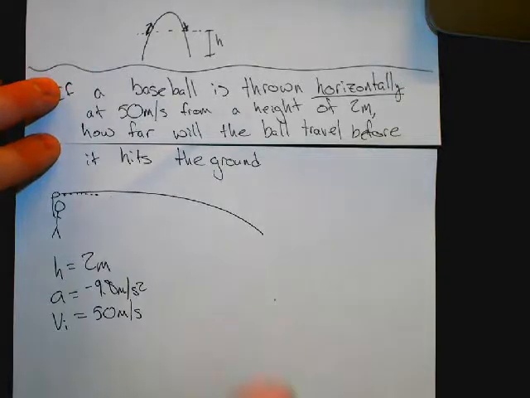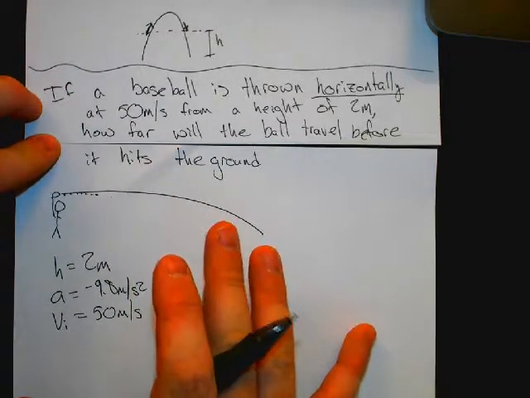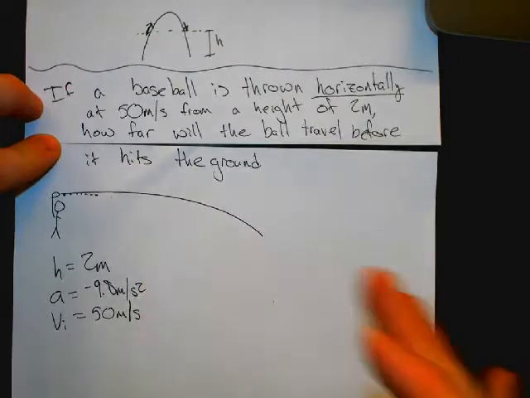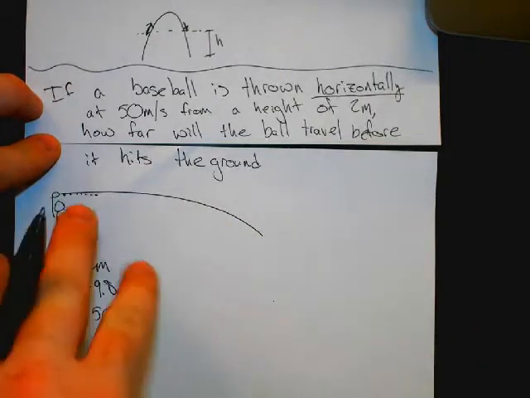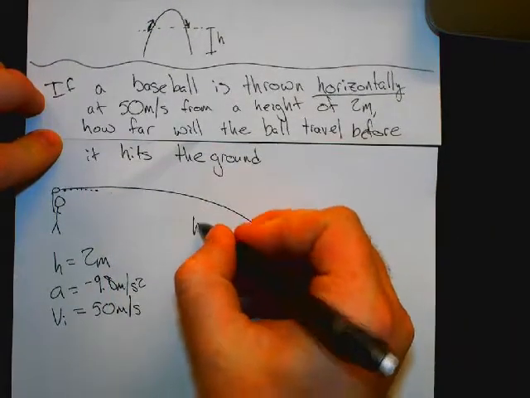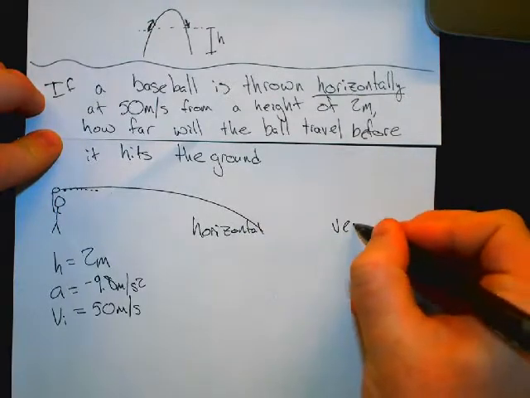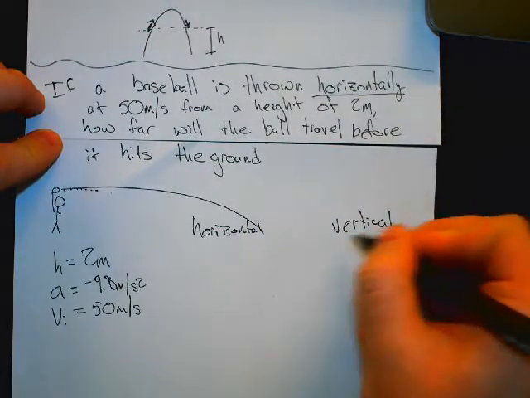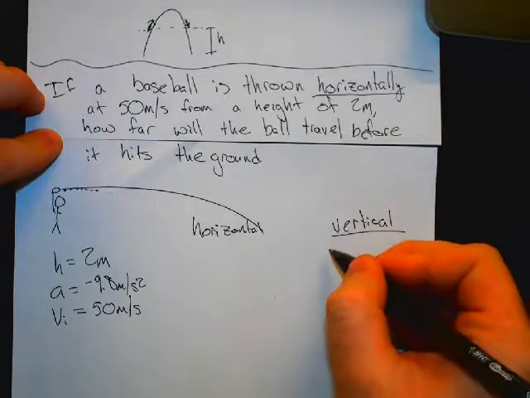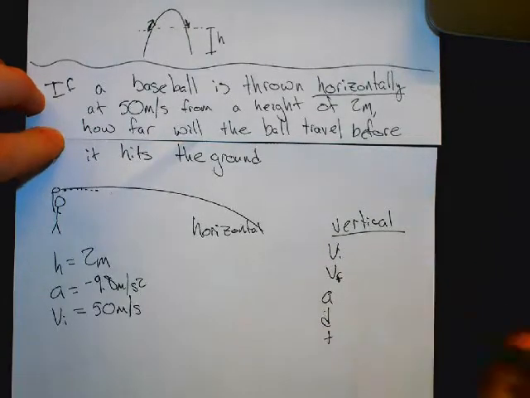All right. However, the way we're going to handle this is we're going to break this into directions. So we're going to look at this in terms of the horizontal dimension and the vertical dimension. So horizontal, vertical. Let's start with the vertical because that's kind of similar to what we've been doing. And I'm going to have VI, VF, A, D, T.